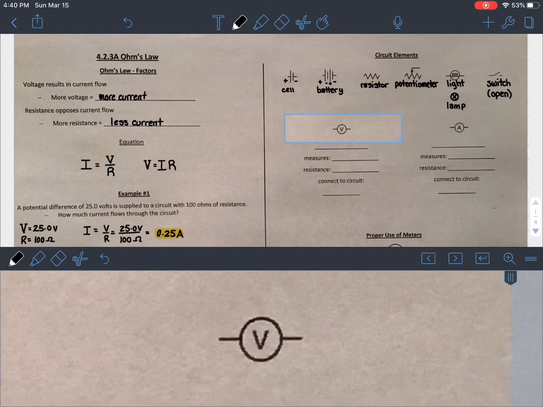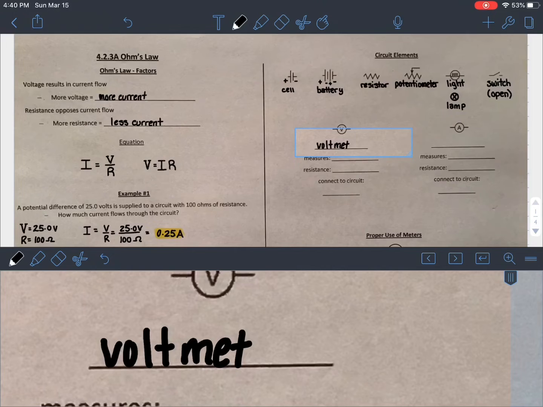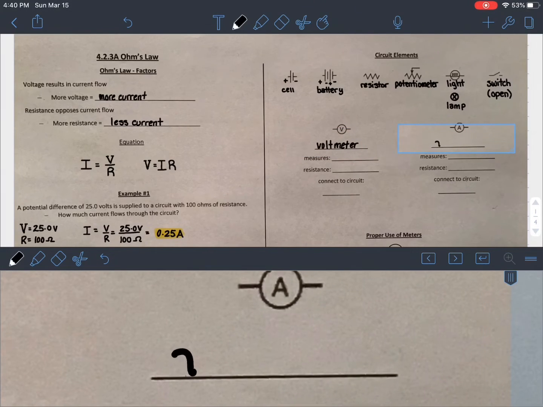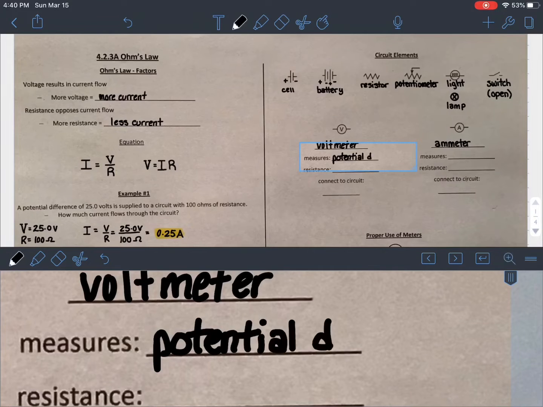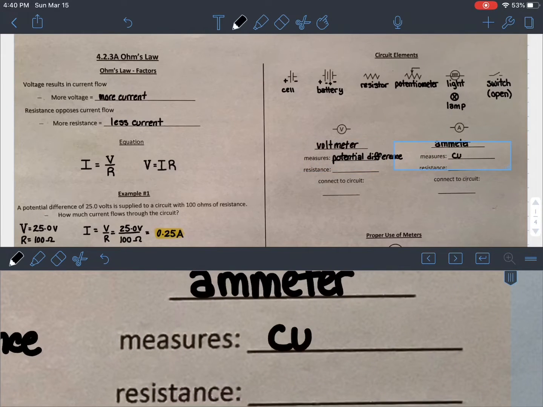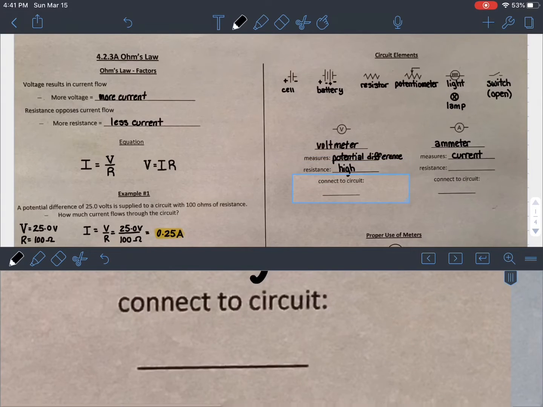Now we're going to talk about two meters that we use to measure quantities in a circuit, the voltmeter and the ammeter. The voltmeter measures potential difference, and the ammeter measures current. The resistance of the voltmeter has to be high. If you want to accurately measure potential difference, you do not want to have current going through the meter. You want it going through the component so that you can measure around the component accurately. When we measure across a component, we call it being parallel to the circuit.